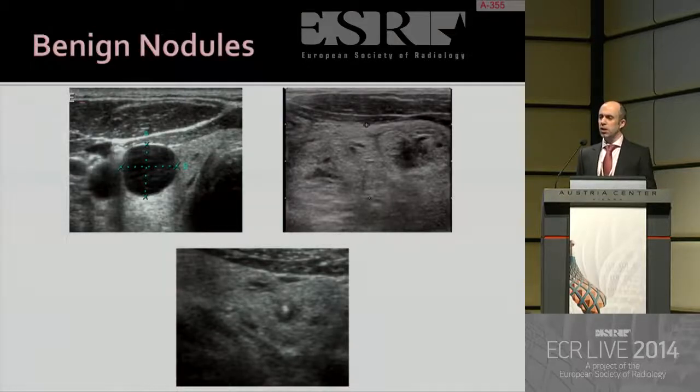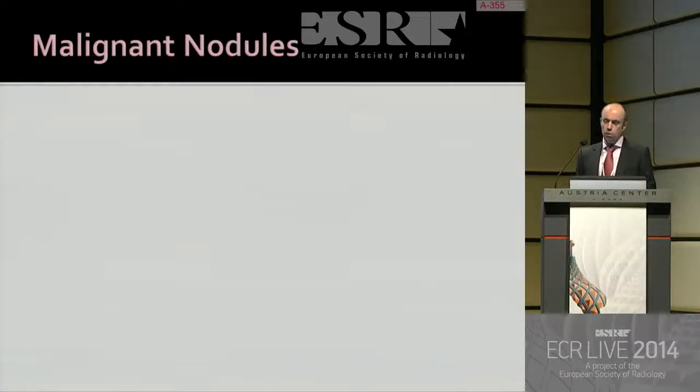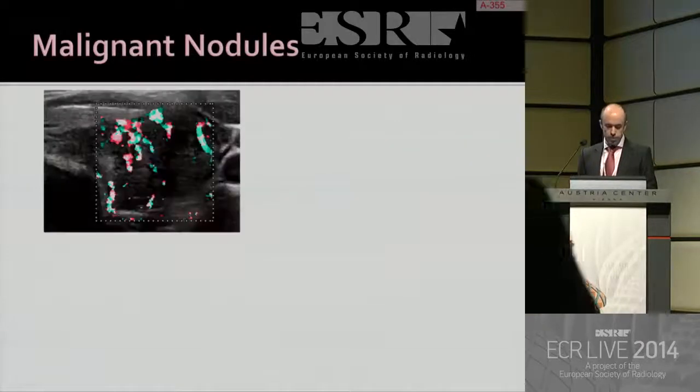Small cysts containing colloid are almost certainly benign, and then we have multiple isoechoic nodules, largely replacing the thyroid parenchyma. They are usually benign nodules. In addition, we see cystic nodules with thin septations within. Most of these nodules are going to be benign, but we know there are a number of features associated with highly suspicious or malignant nodules.